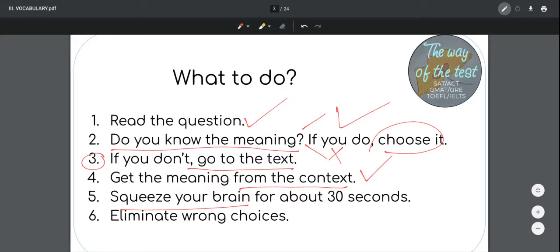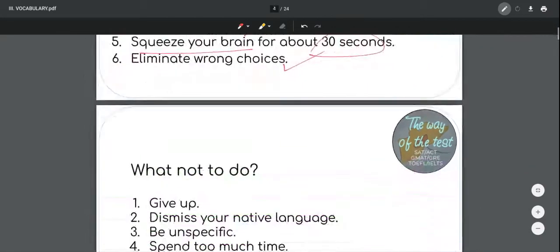You definitely don't want to take too much time doing this, so you're going to take around 30 seconds for this, and after that time you're going to have to let it go and just mark whatever, because remember, better to be wrong than to have nothing. So it's better to mark the wrong choice than to mark no choice at all. And the last thing you're going to do is eliminate the wrong choices the way we do in every single question type.